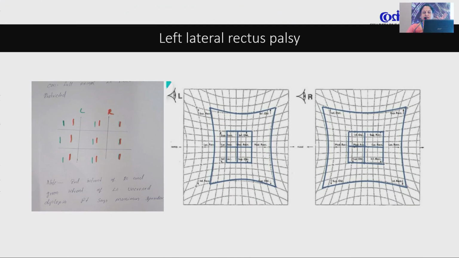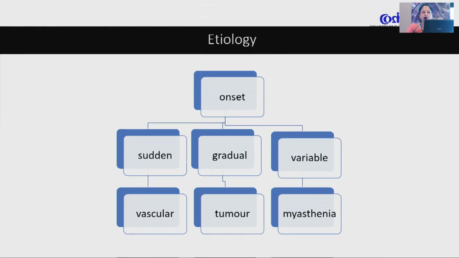So this, as I showed in the case, was a left lateral rectus palsy, and your diplopia charting will help in detecting it. You can see that the image on the left side is farther away when compared to the right-sided image. So you know that there's a problem on the left side. You can always do a Hess charting, but usually a diplopia charting per se can help you come to the conclusion.